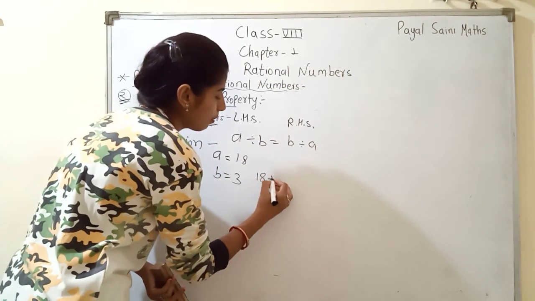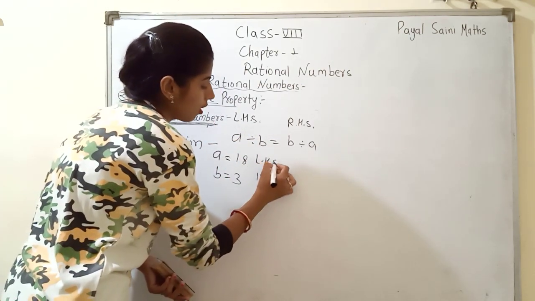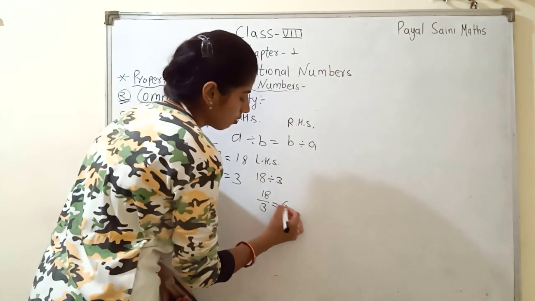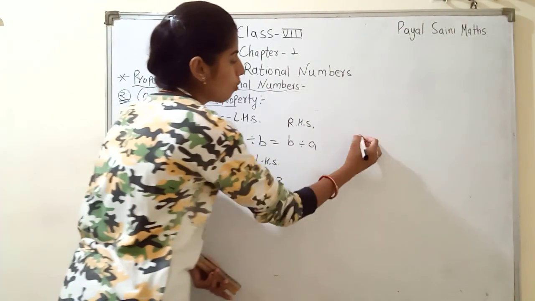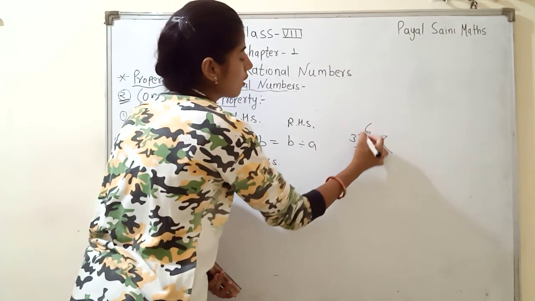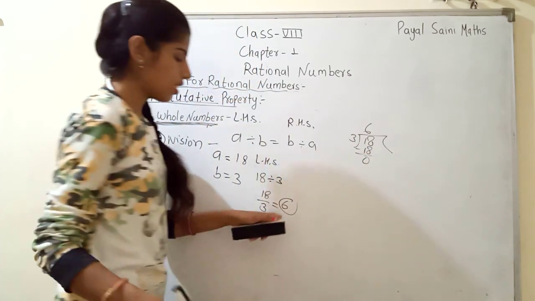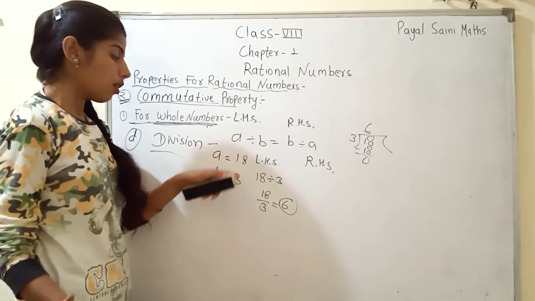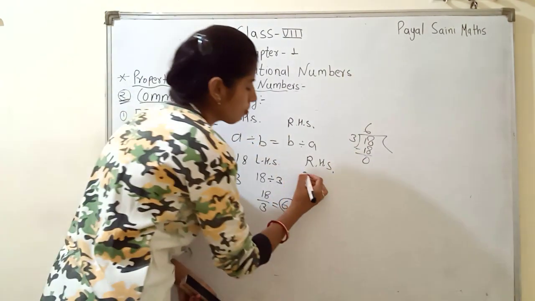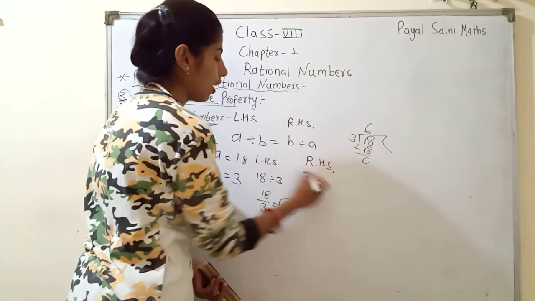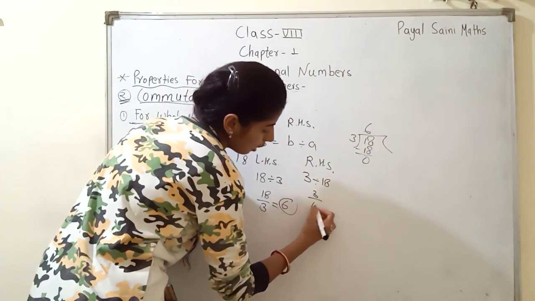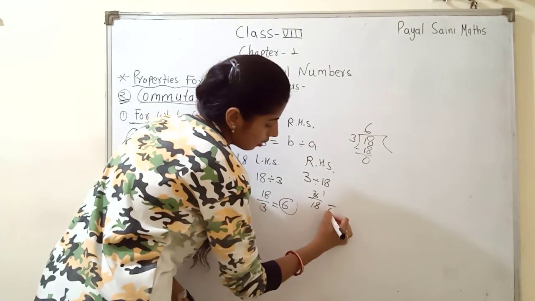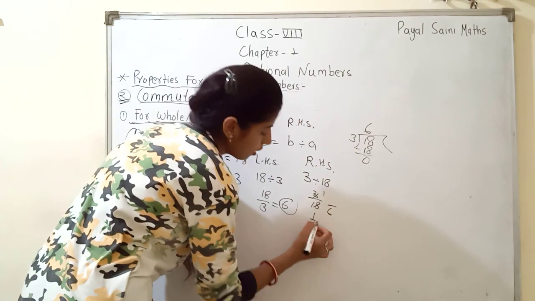Then 18 divided by 3 is the left side. 18 divided by 3 means 3 sixes are 18, so 6 is our answer. And on the right hand side, B divided by A means 3 divided by 18, and our answer is 1 by 6, since 3 ones are 3 and 3 sixes are 18.